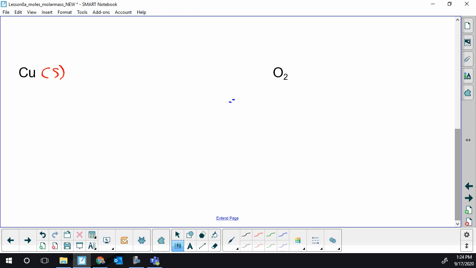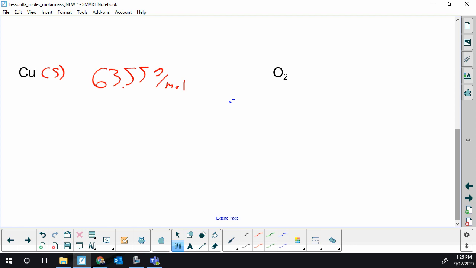Okay. The molar mass is the atomic mass, the mass of 1 atom. So for copper, that's 63.55 grams per mole. Okay. That's the mass of 1 atom. That's the mass of the formula unit.